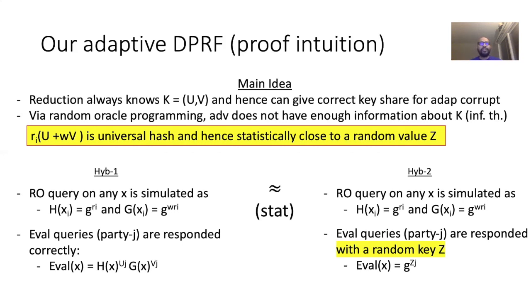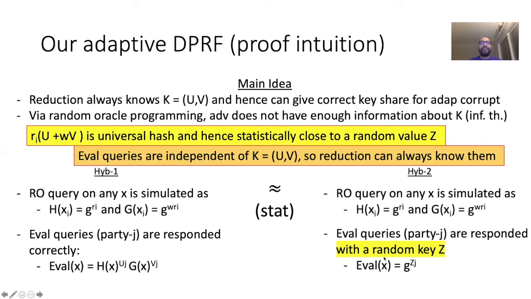Interestingly, eval queries are now completely independent of the actual key K, right? So at this point, the reduction always knows the key K and can simulate the eval queries independently. Whenever a corruption query from the adaptive corruption comes up, it can send the corresponding key to that party. That's how the simulation is possible. This is a very high-level overview of the proof technique, but it really simplifies the entire proof. Compared to the DISE DPRF proof done in the CCS 18 paper, this proof is much simpler because of this particular adaptivity feature.